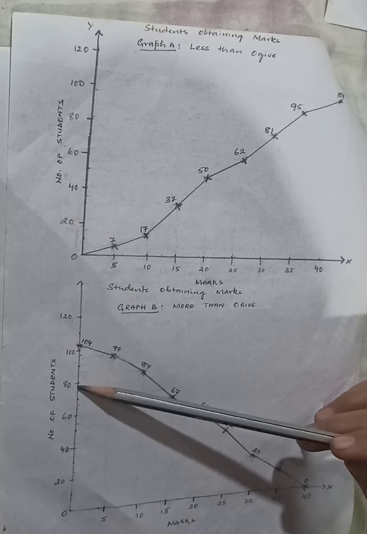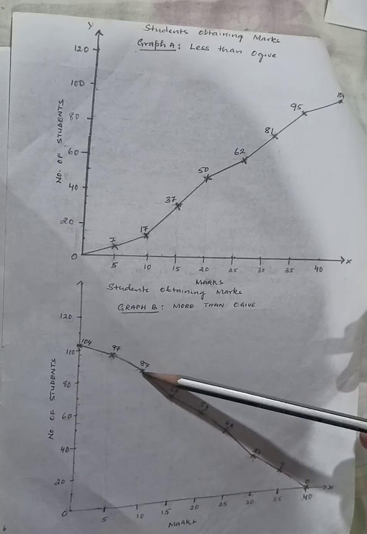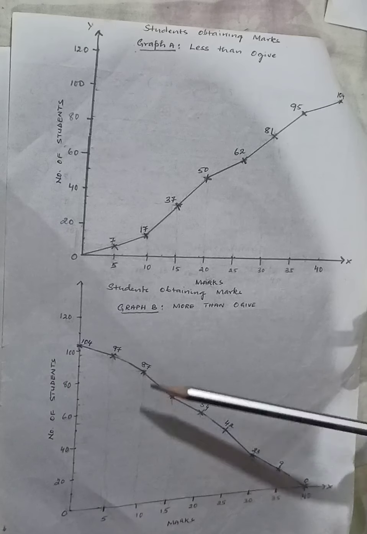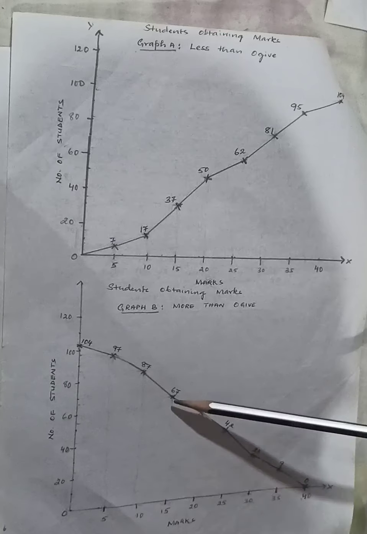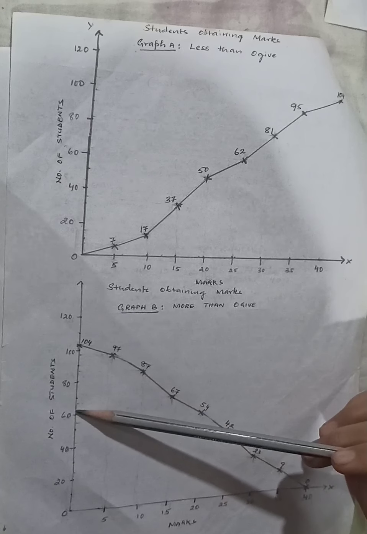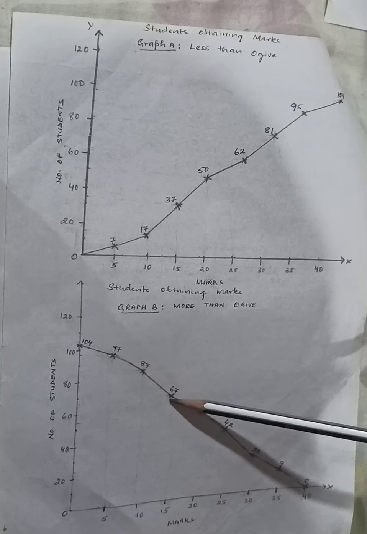So 87 will be somewhere here, we draw a line. Okay, and so the midpoint. And then more than 15 is 67. So 67 will be somewhere here. So we got this midpoint.